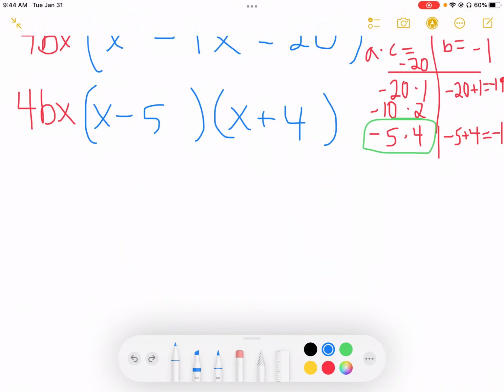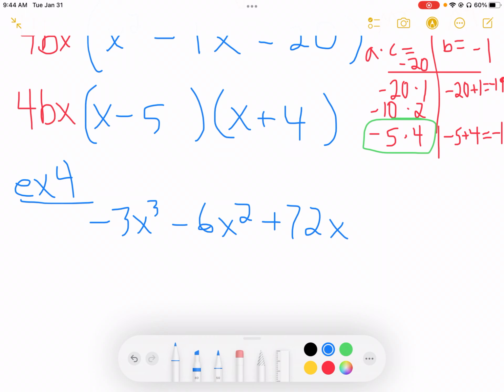Example 4. Minus 3x to the third minus 6x squared plus 72x. Okay, common factor here? Well, number part, coefficient part? Okay, well, 3 looks like my common factor here, but I have a negative, so I want to factor out my negative number. So factor out the negative.